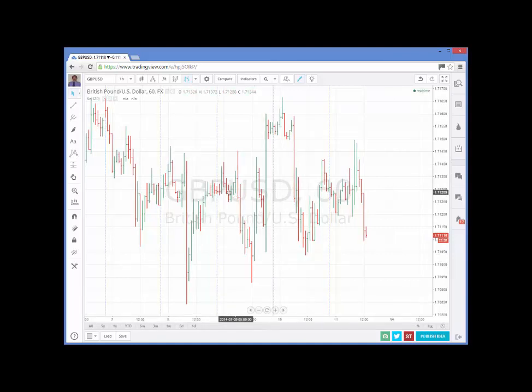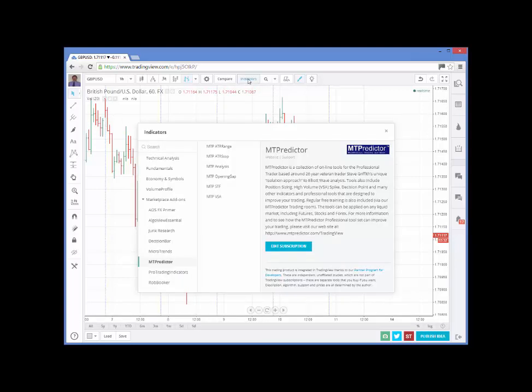Here's a TradingView chart. This is actually the British pound, but it can be anything. Let's go to Indicators. Under the Marketplace add-ons, if you click on these, come down and select MTPredictor. If you've already purchased, then our MTPredictor tools will be available here. I'll go through the different ones that are available in separate videos. But in this first video, I'd like to start by adding our main two tools onto this particular Forex chart.